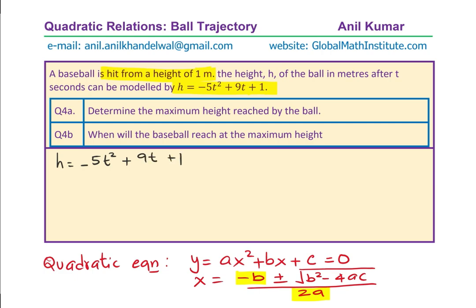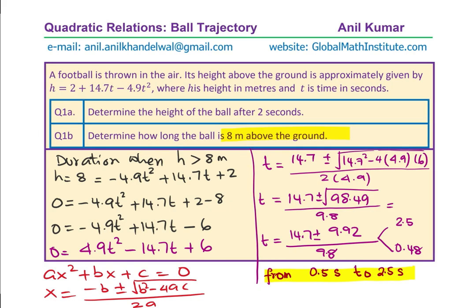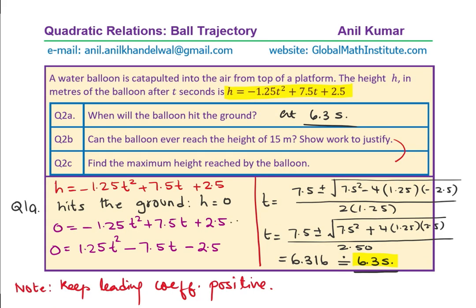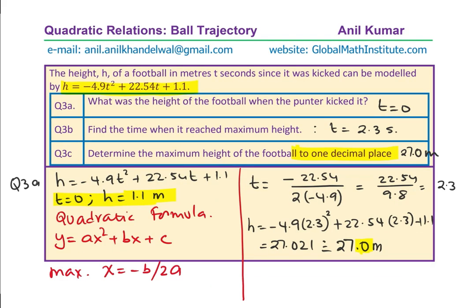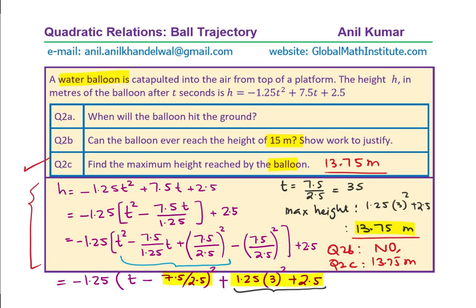Okay. Now it says, determine the maximum height reached by the ball. When will the baseball reach the maximum height? So here I want to discuss an alternate method with you. You will see in our solution, what did we do? Well, we used the quadratic formula in this case. And then in the next solution, we again used the quadratic formula. And then we worked with the completing the squares method also. So we have used the completing the squares method.